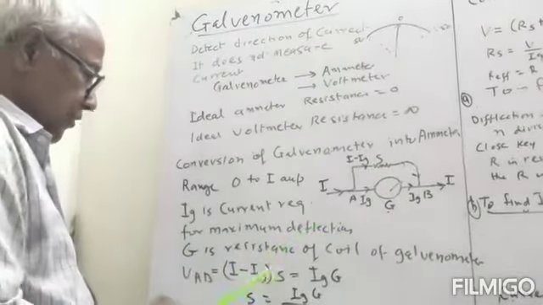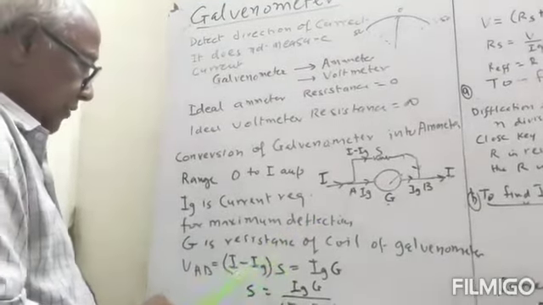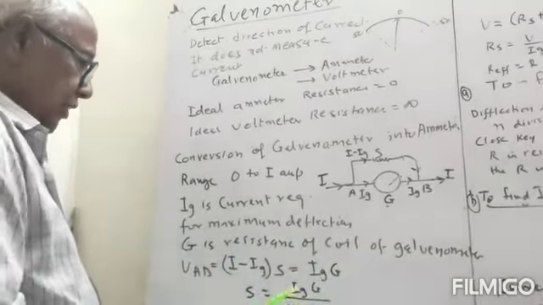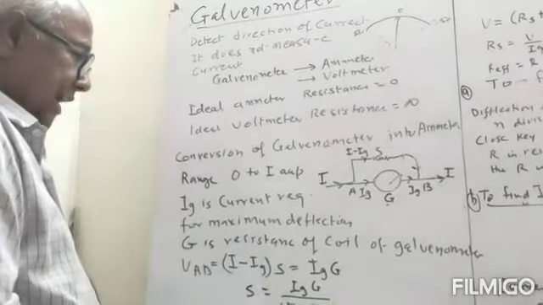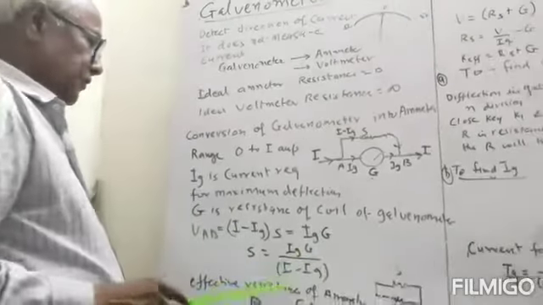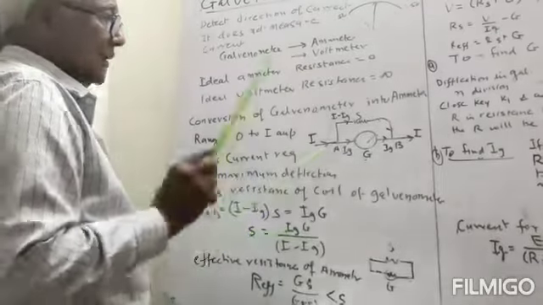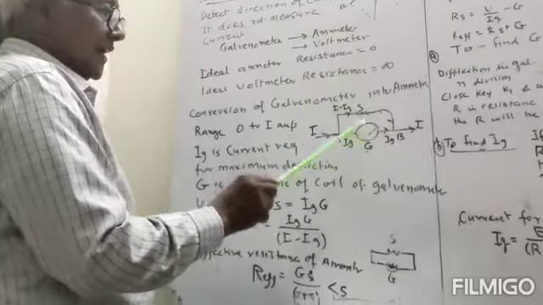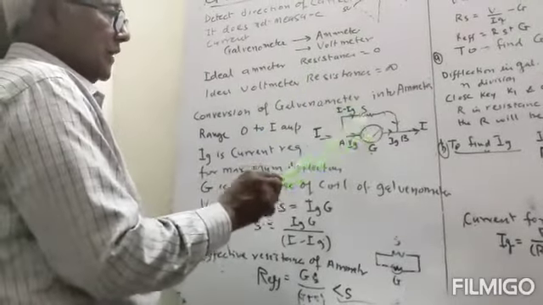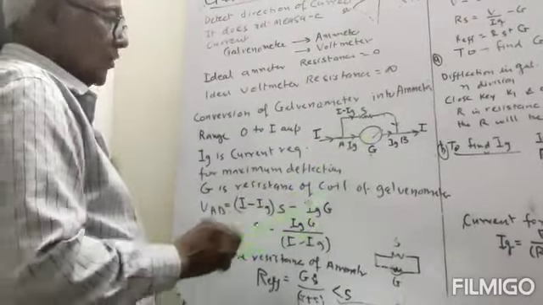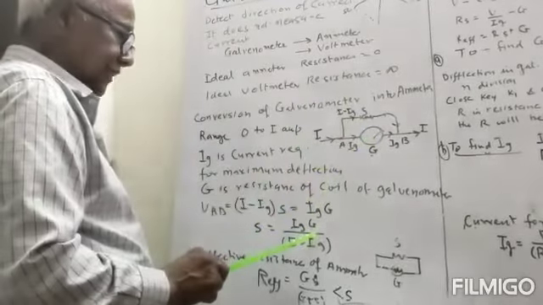So we will equate them. So S will be equal to, dividing it, Ig into G divided by (I − Ig). The value of Ig is fixed for the galvanometer. Ig for a given galvanometer is constant. The resistance of the galvanometer is also constant.